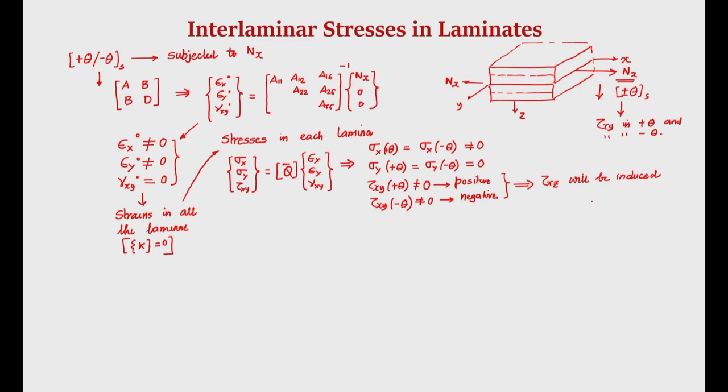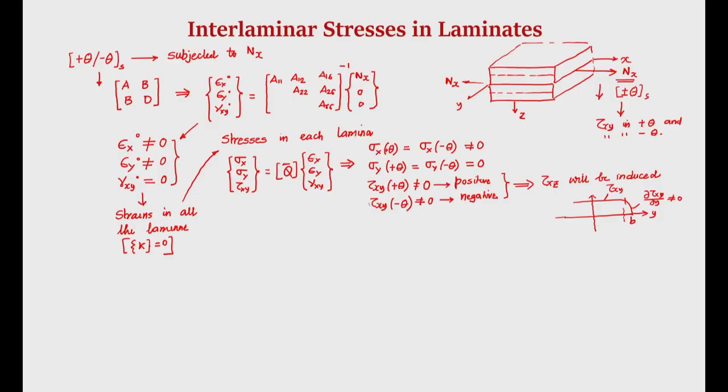Like if you plot now, suppose this is your tau xy. Okay. Therefore, there will be del tau xy del y, this is b. Okay. So, there will be tau xz. Okay. Now, why is this non-zero tau xy developed?